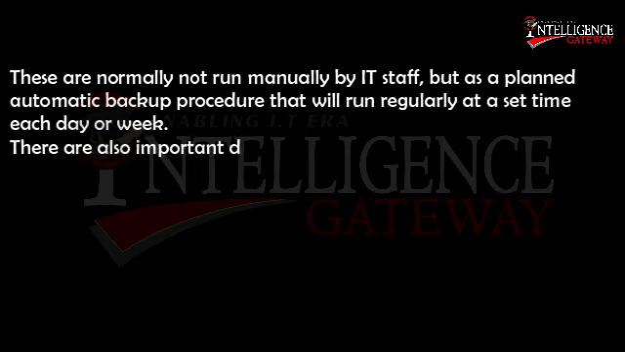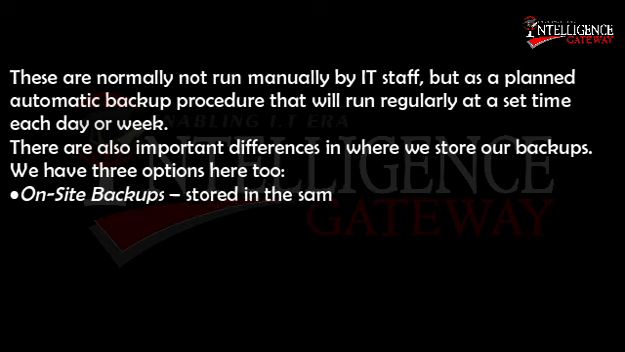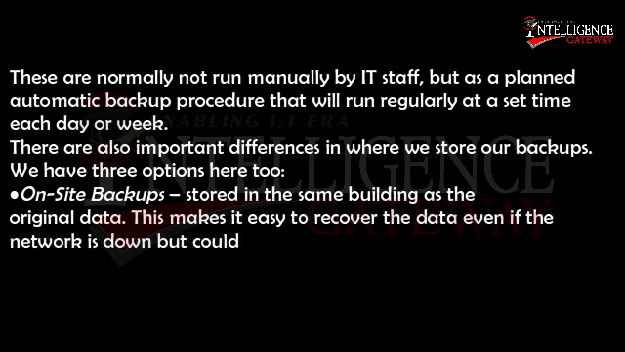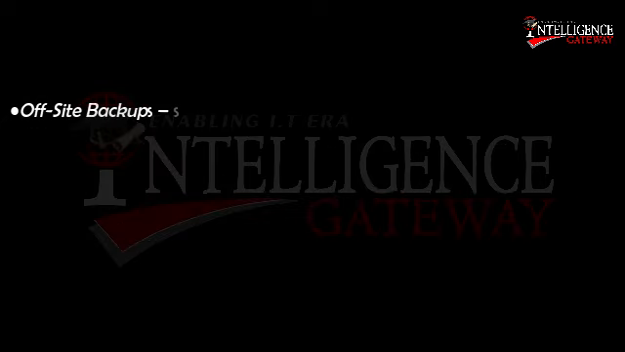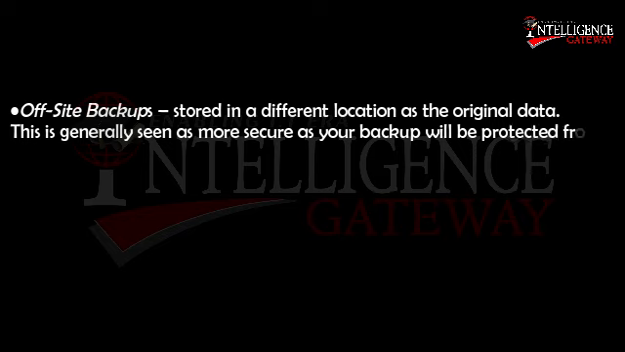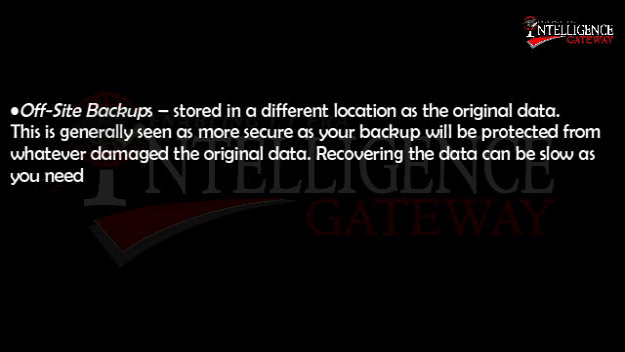There are also important differences in where we store our backups. We have three options here too. On-site backups, stored in the same building as the original data. This makes it easy to recover the data even if the network is down but could be destroyed by whatever damaged the original data. Off-site backups, stored in a different location from the original data. This is generally seen as more secure as your backup will be protected from whatever damaged the original data. Recovering the data can be slow as you need to fetch the data from the off-site location.